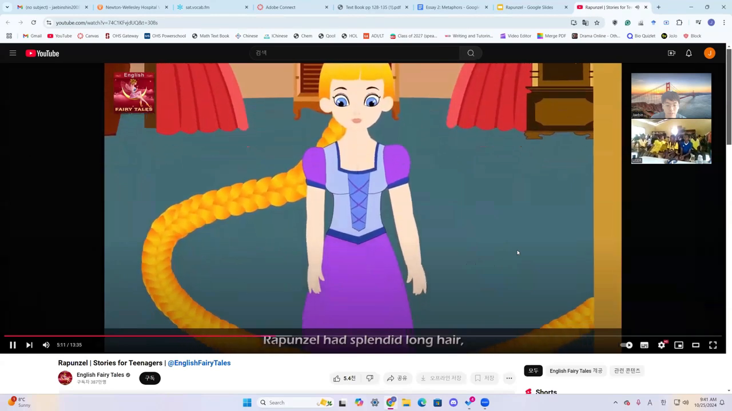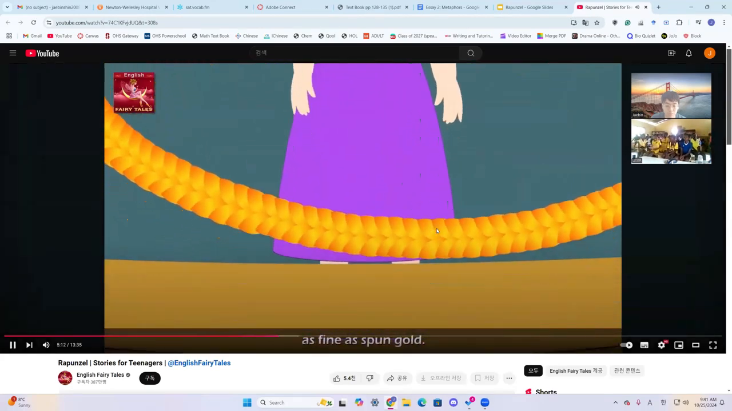Rapunzel had splendid long hair, as fine as spun gold.